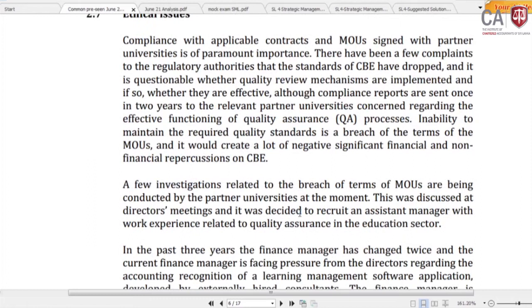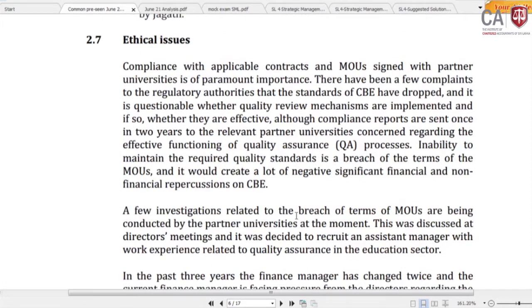Then there are some ethical issues also. So, what are the issues? There are some complaints to the regulatory authority that the standard of CBE has dropped, and it is questionable whether the quality review mechanisms are implemented, and if so, whether they are effective, although reports are sent once in 2 years to the relevant partner university concerned regarding the effective functioning of the quality assurance program. So, they have failed to maintain the required quality standard. That is a breach of the condition in the memorandum of understanding, so that will create negative financial and non-financial repercussions on CBE.